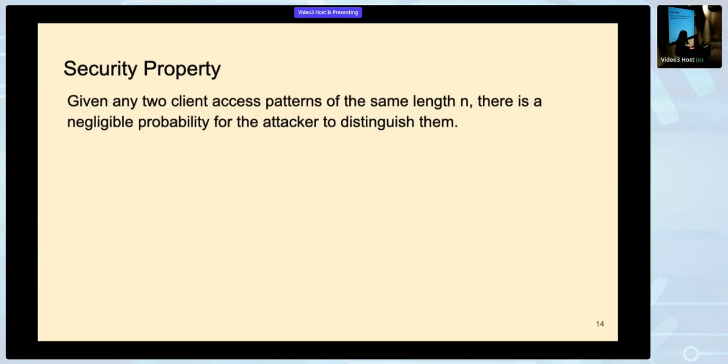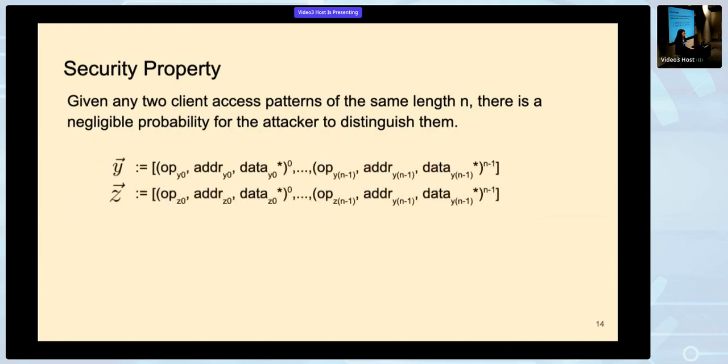Moving on to the security property. What does it mean to prove Path ORAM is secure? We need to show that, given any two client access patterns with the same length n, there's negligible probability for the attacker to distinguish them. Here we use y and z to denote two original access sequences issued by the user with no Path ORAM algorithm applied to them. So can we show that these two are computationally indistinguishable?